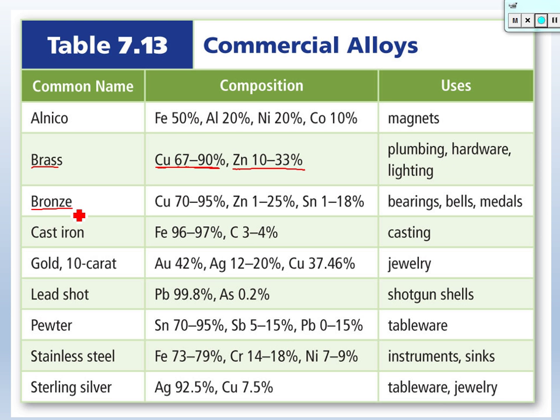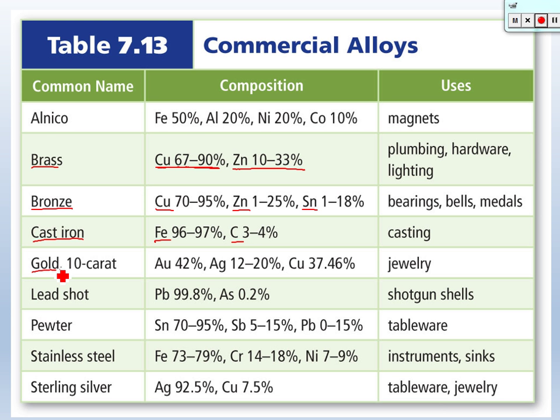Bronze. Bronze is an alloy. It's made up of copper, zinc, and tin. No, not that much tin, but there is a little bit of tin mixed in there. Cast iron. Cast iron is made of iron and copper. Gold.